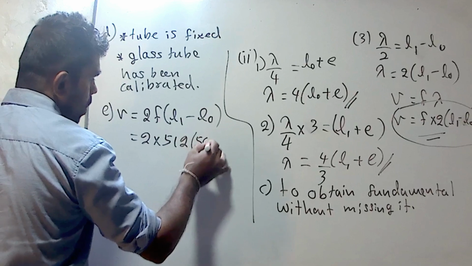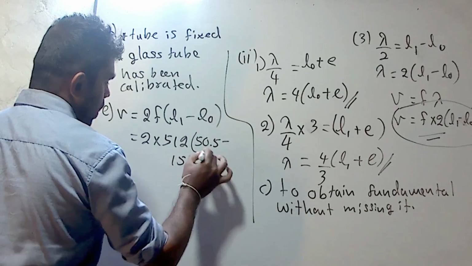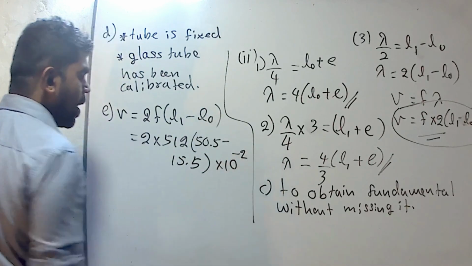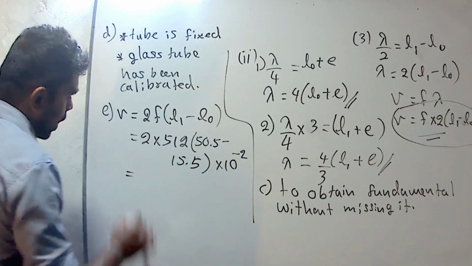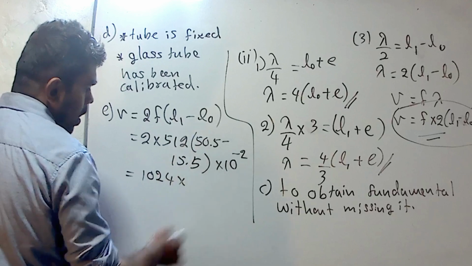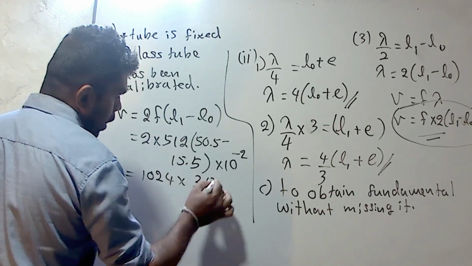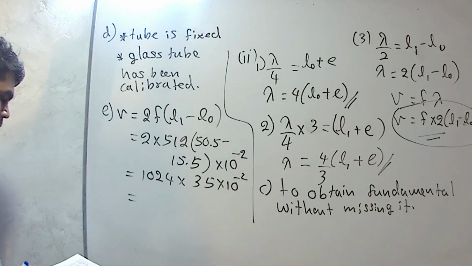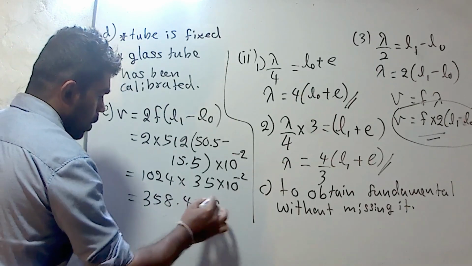50.5 minus 15.5. But these values are in centimeters, we have to convert them to meters, multiplying by 10 to the power minus 2. 2 into 512, 1024. Multiplied by, I will consider the difference, 10 minus 5, 5, 4 minus 1, 3, 35 into 10 to the power minus 2. You can multiply these values and obtain 358.4 meters per second.